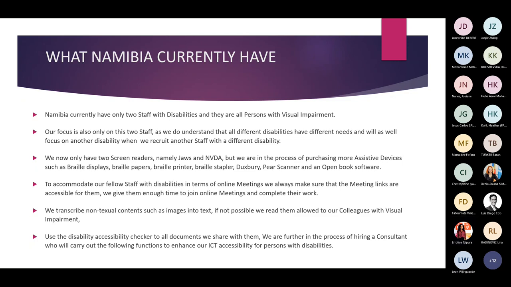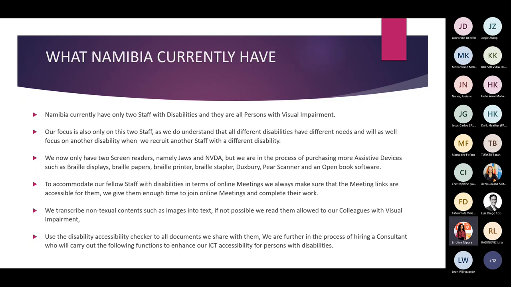Currently, Namibia has two staff members with disabilities, and they are all persons with visual impairment. Our focus for the two staff members is to understand that all disabilities are different, and therefore the needs are different as well. And the focus is also on recruiting more staff members with different disabilities.